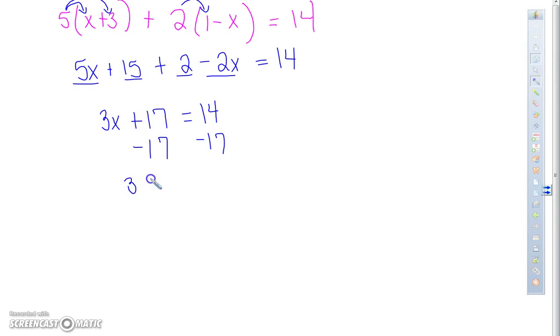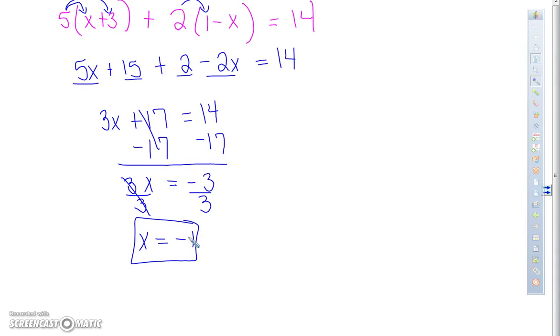So you have 3x is equal to negative 3. And then you say, well, what are they doing to x right now? Well, they're multiplying by 3. So you're going to do the opposite of that, which would be divide. This cancels up here. So you have x equals negative 1.